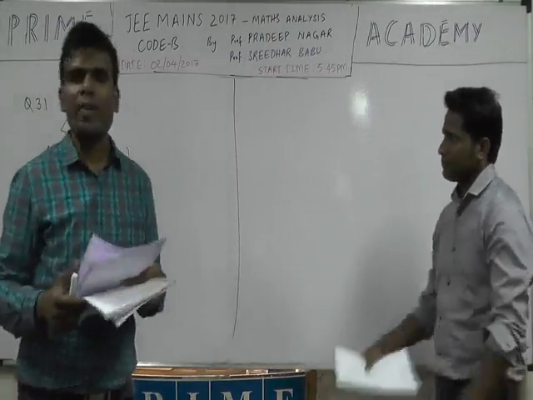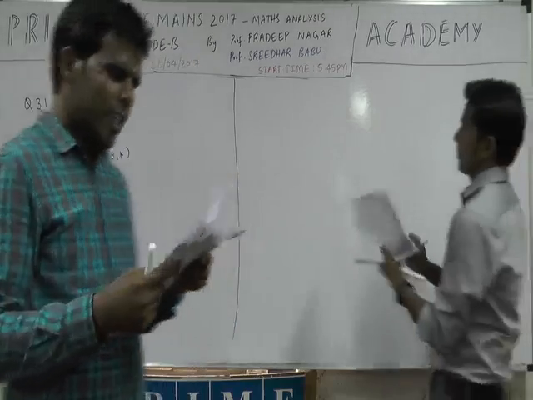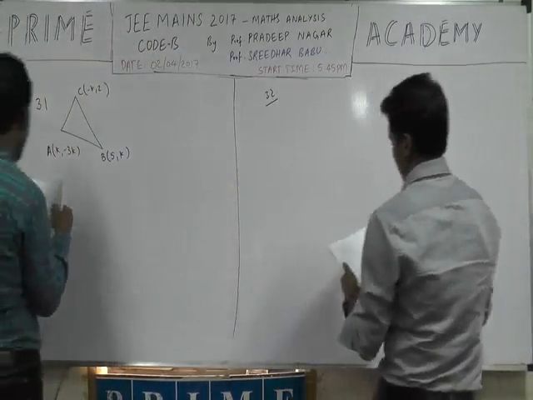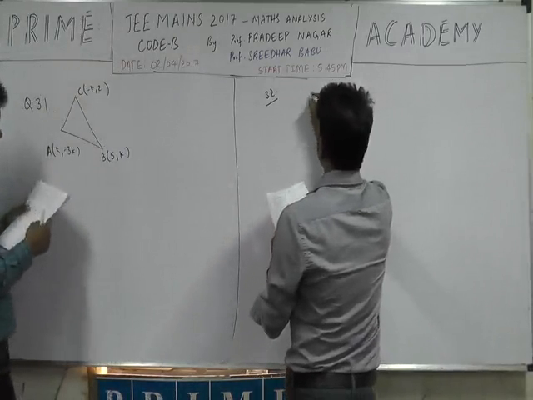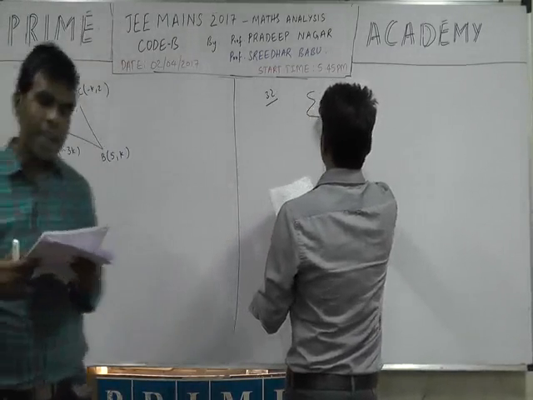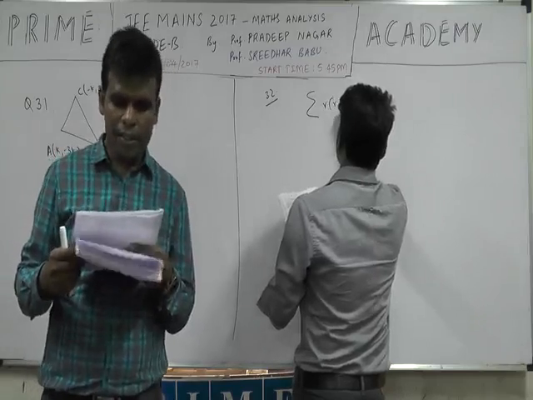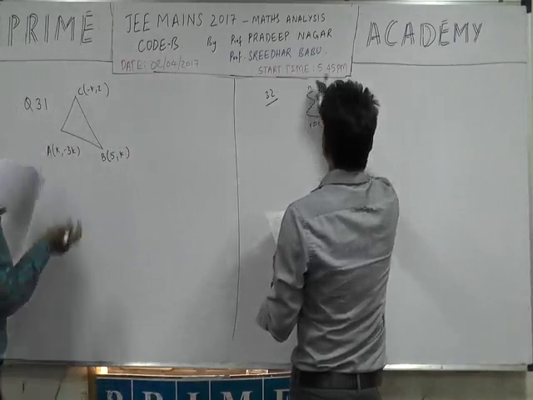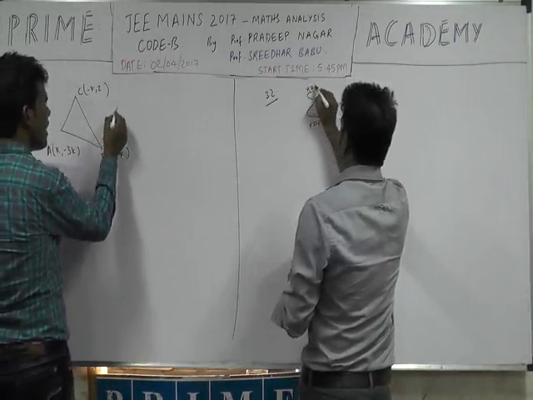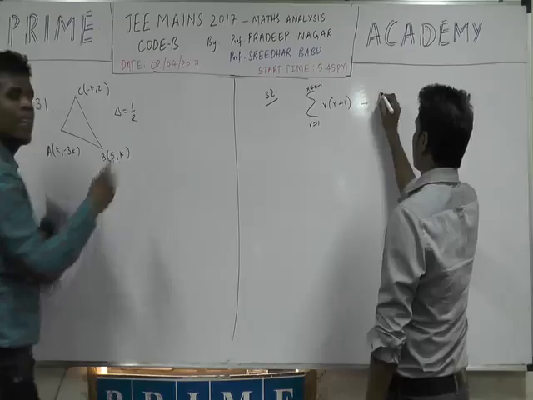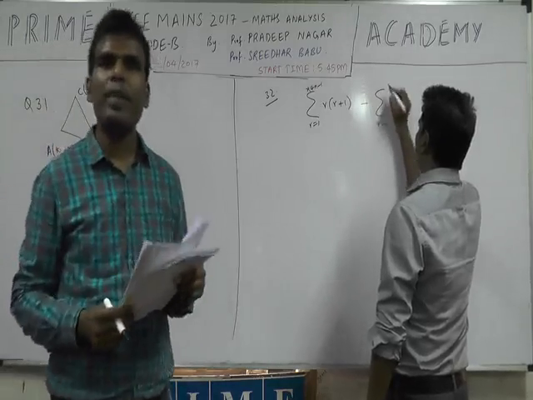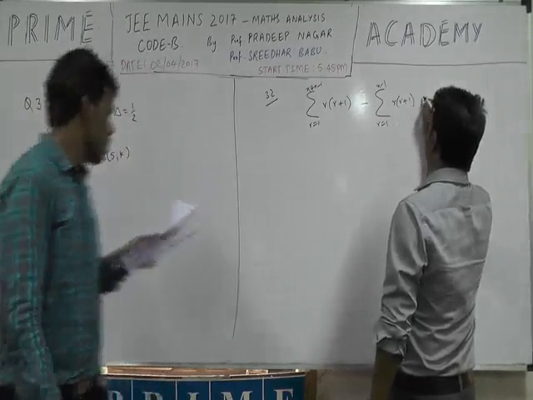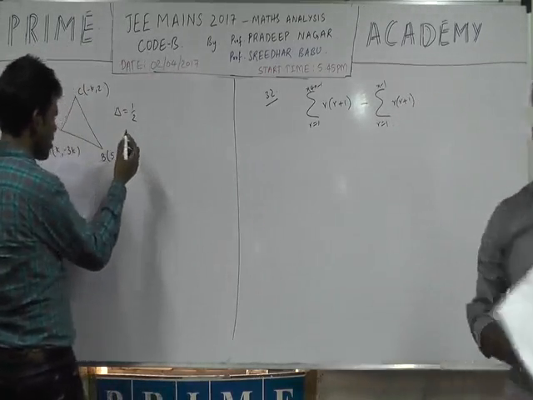We are starting with question number 31. In this, a triangle is given with the coordinates (k, -3k), (5, k) and (-k, 2). They're saying the area of the triangle is 28. Then we have to find the orthocenter of the triangle. For this, first apply the formula of area, that is half times x1 times (y2 minus y3) plus x2 times (y3 minus y1) plus x3 times (y1 minus y2). After applying that, you can solve for k.